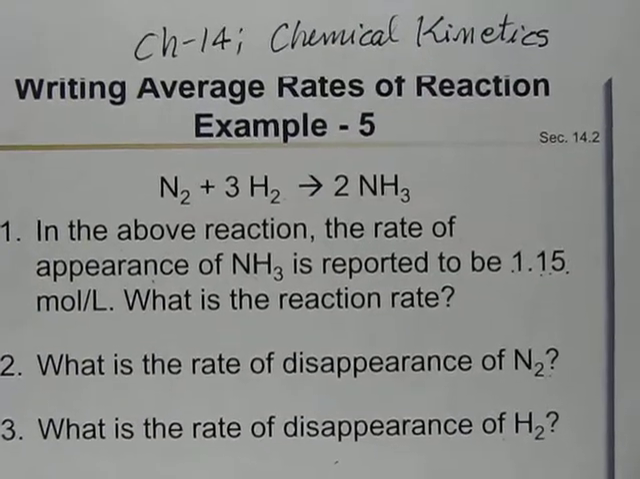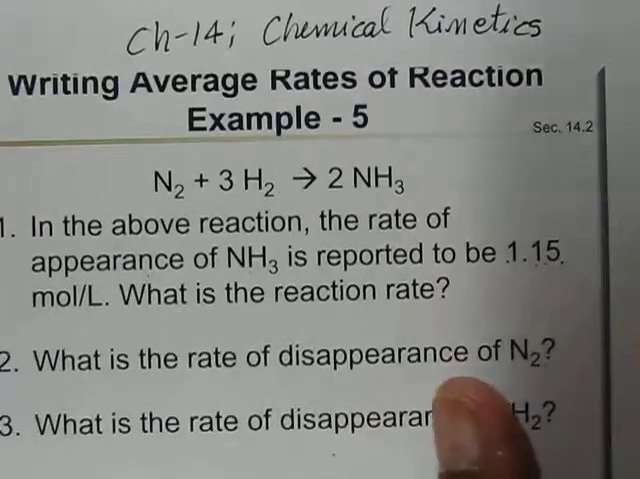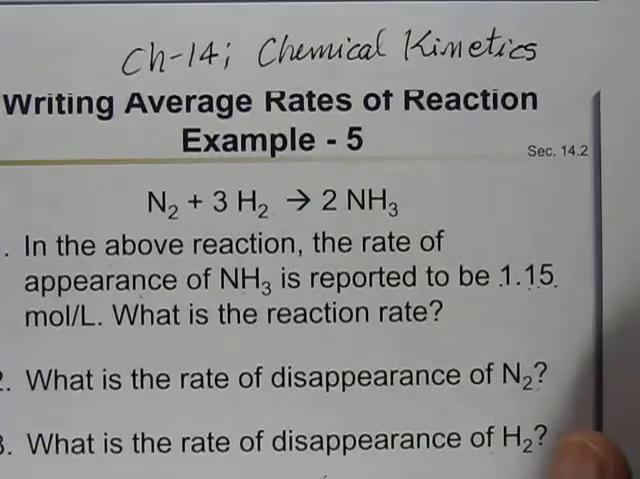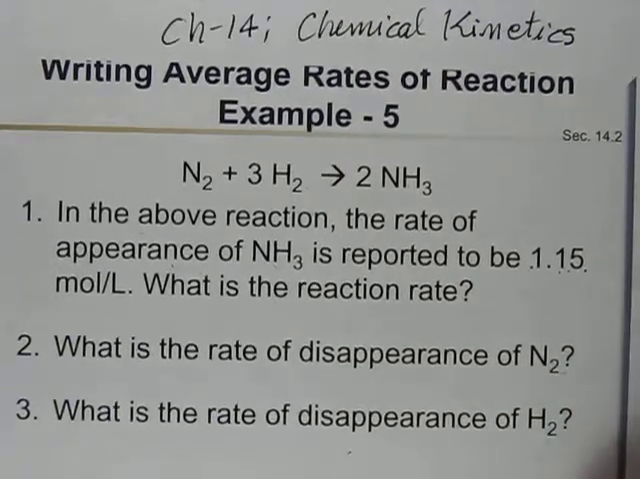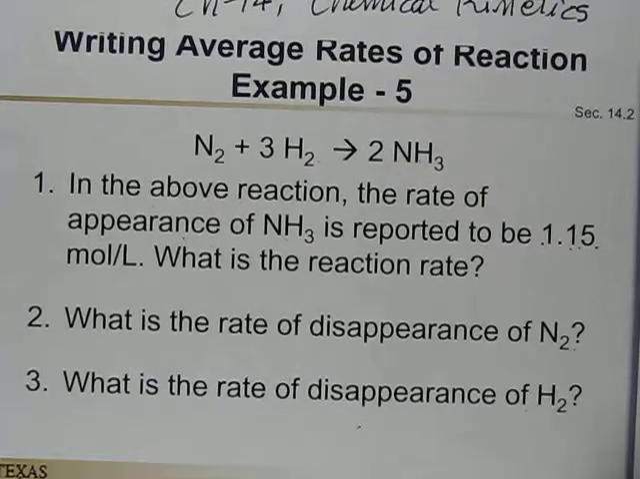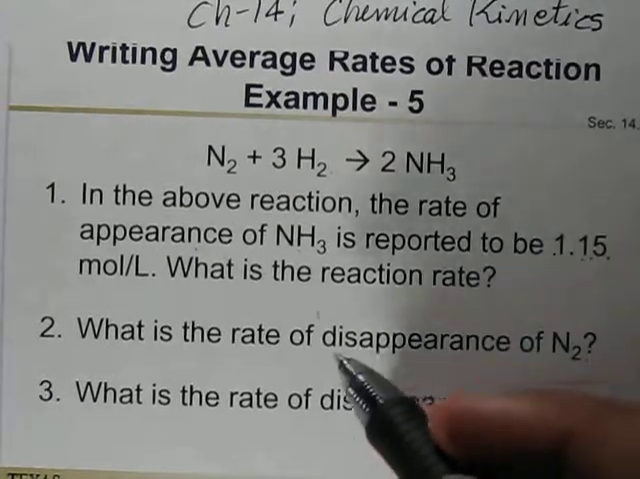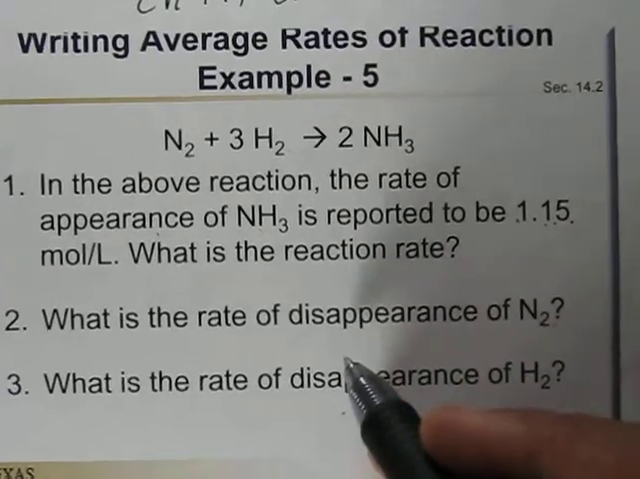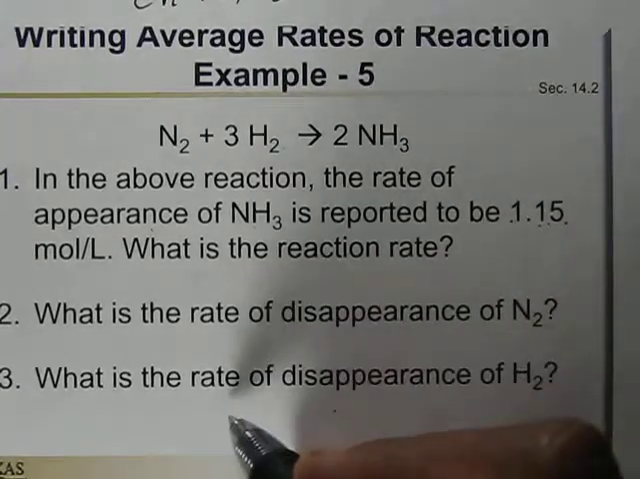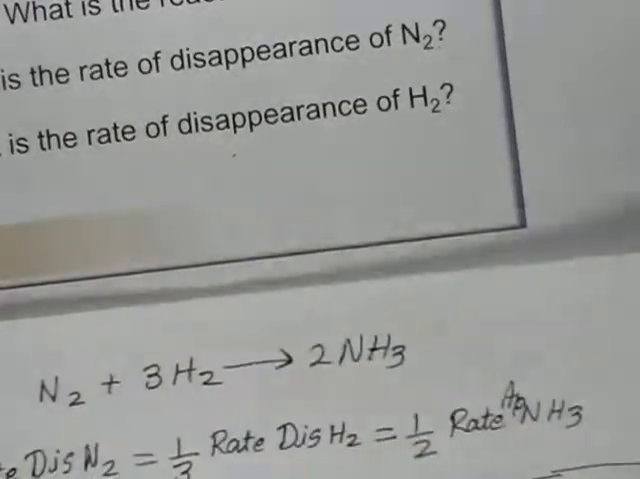So we are studying chapter number 14, chemical kinetics, and in the previous video I showed you that we are going to solve this question in this video. So here we have a question that the rate of appearance of ammonia is reported, and then we have to find out the rate of the reaction, the rate of disappearance of nitrogen, and the rate of disappearance of hydrogen. So let's start to solve this question.